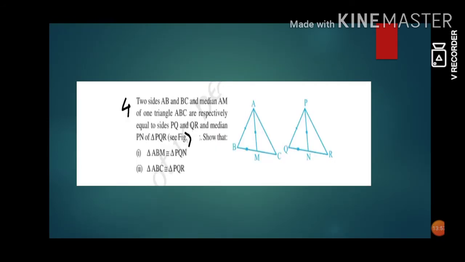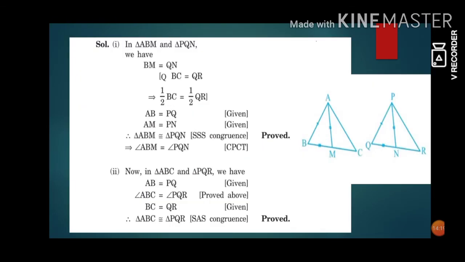And the last question is: the two sides AB and BC and the median AM of triangle ABC are respectively equal to PQ and QR and the median PN of triangle PQR, given in the figure. We have to prove two congruencies. So let us see the solution. First we will consider triangle ABM and triangle PQN.